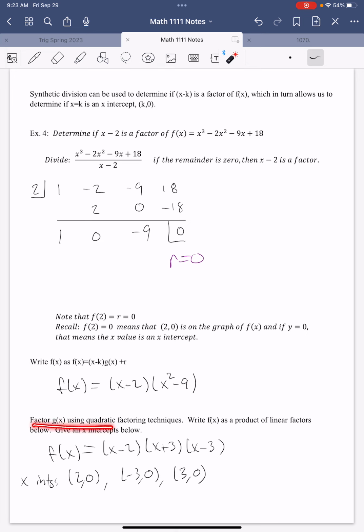Then we can factor this using just normal factoring techniques. So x squared minus 9 factors into x plus 3 times x minus 3. So we can write that function as a product of linear factors. And if x minus 2 is the factor, then the intercept is (2, 0). If x plus 3 is the factor, then the intercept is negative 3. If x minus 3 is the factor, then the intercept is 3.